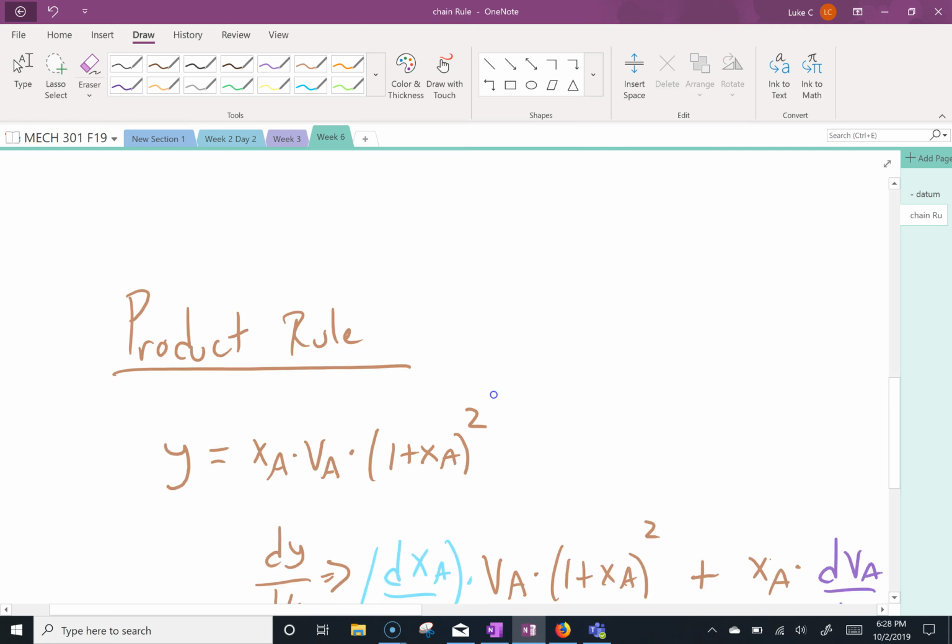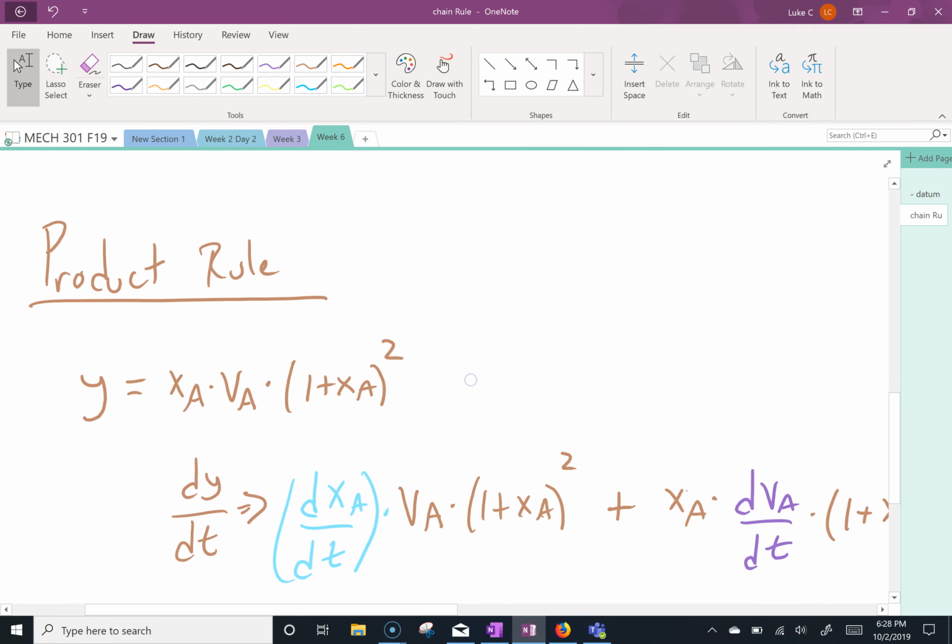The product rule is basically stating here. So y equals xa times va times 1 plus xa squared. You see how there's 1, 2, 3 functions there. 3 variables or 3 sections, and xa, va are both functions of time.